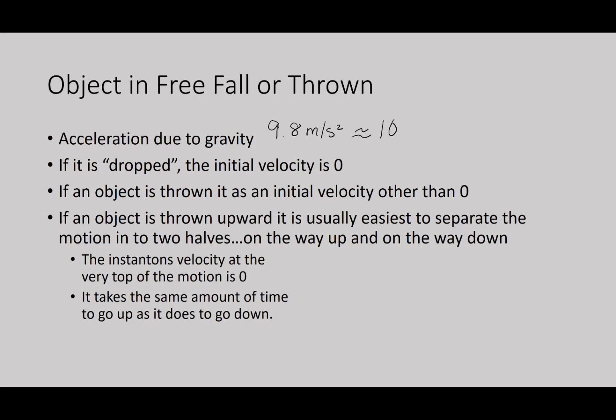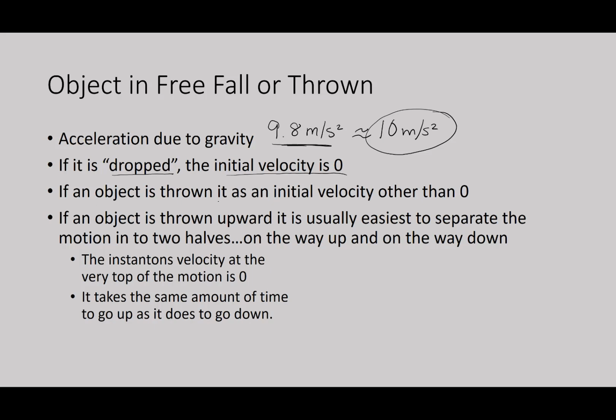And sometimes we will just use 10 meters per second squared because it makes our computations easier. So if you need to have a very accurate answer, then you would use 9.8. If we're just trying to get approximations, we would use 10 meters per second squared. Okay? If the problem states that an object is dropped, that implies that our initial velocity is 0. It might not explicitly state that the initial velocity is 0, but if you see that it's being dropped, we know its initial velocity is 0.